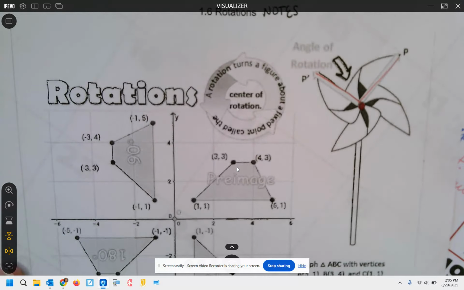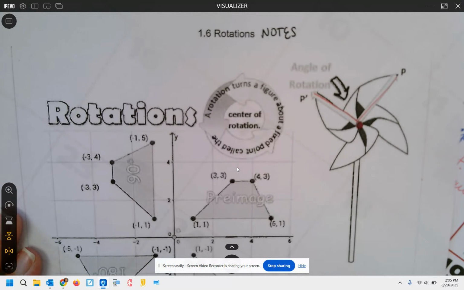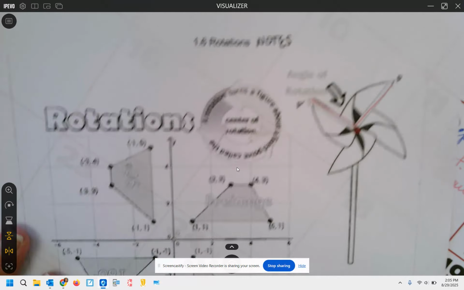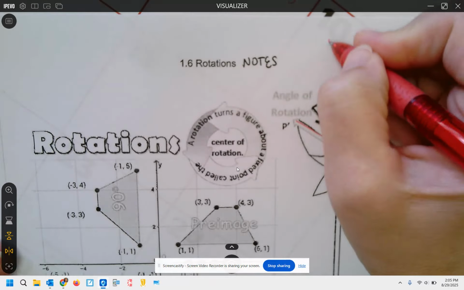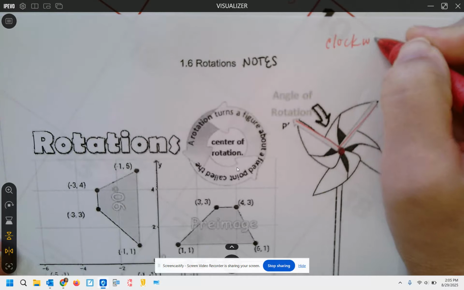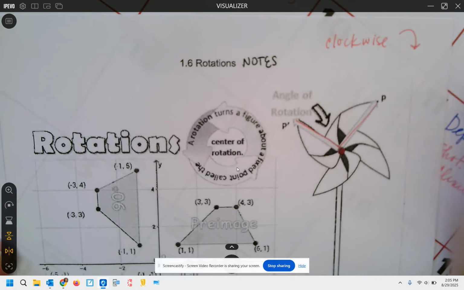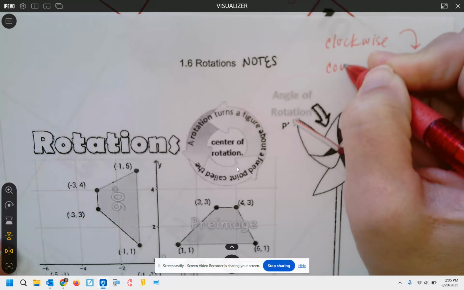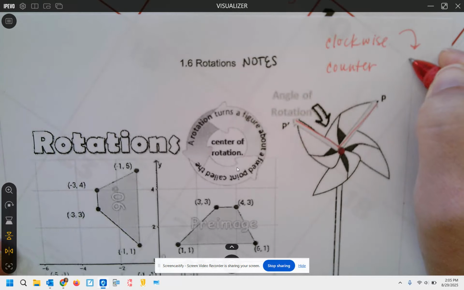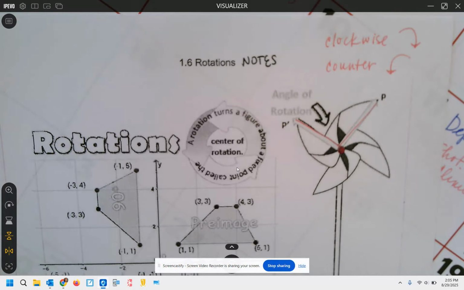We have to be careful to talk about which direction we are rotating in for that angle of rotation. So just as a reminder, when we say clockwise, we are going with the clock to the right, and if we are counterclockwise, we are the opposite way to the left.